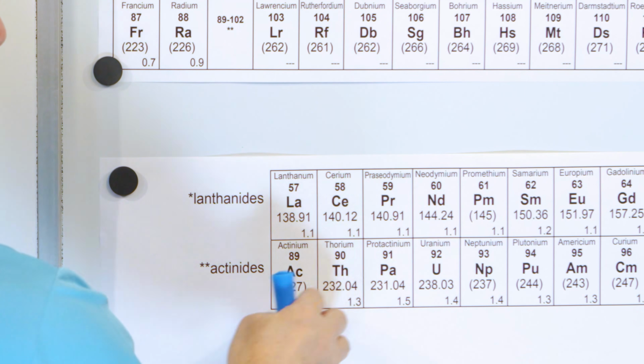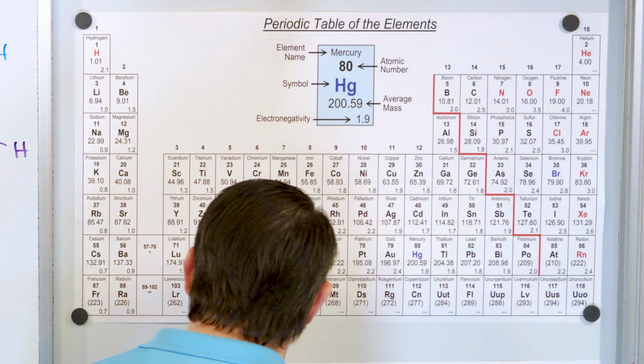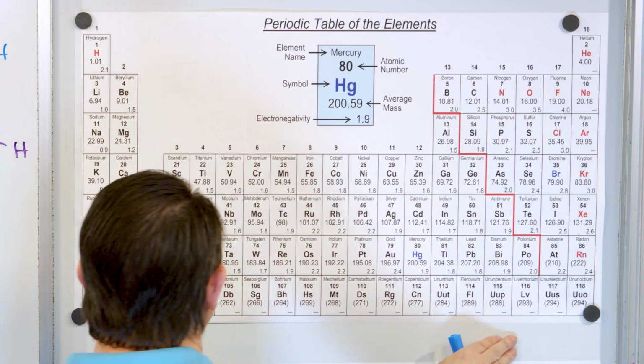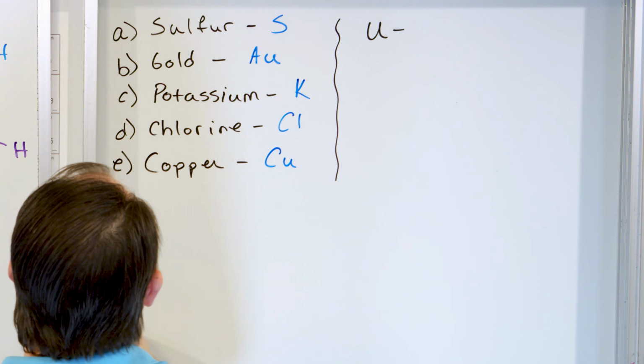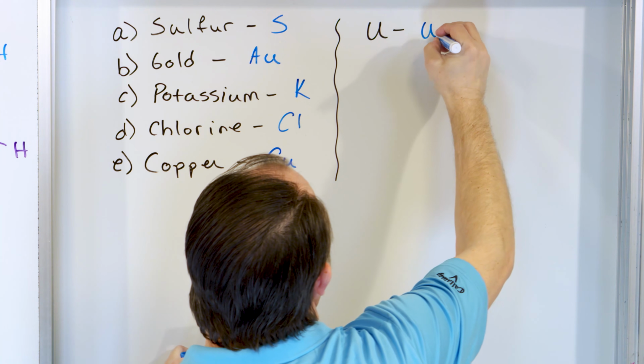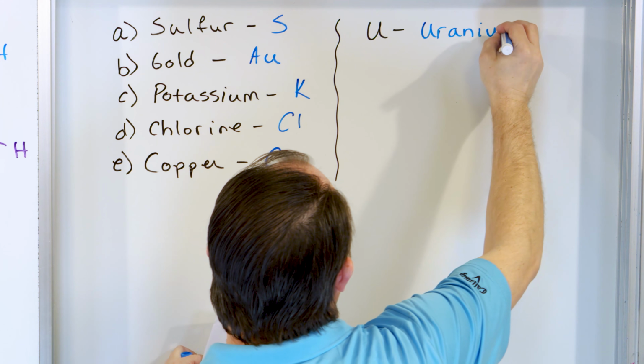That makes sense. U for uranium. You all know uranium is important in nuclear reactors and things like that. And it has some radioactivity associated with it because it's such a heavy element. And so U is uranium. Okay.